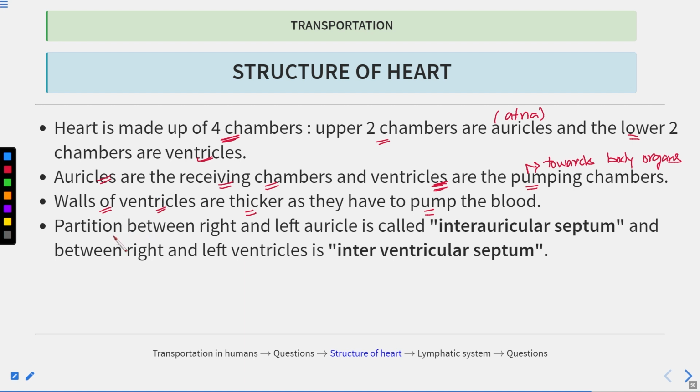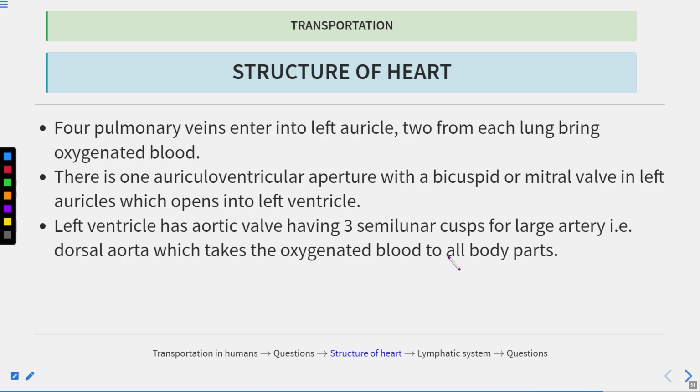Now, the partition between the right and the left auricle. You have seen in the image of the heart, there is a partition between the right as well as the left auricle, and this partition is known as the interauricular septum. And the partition between the right and the left ventricle is known as the interventricular septum, meaning between two ventricles. Clear?